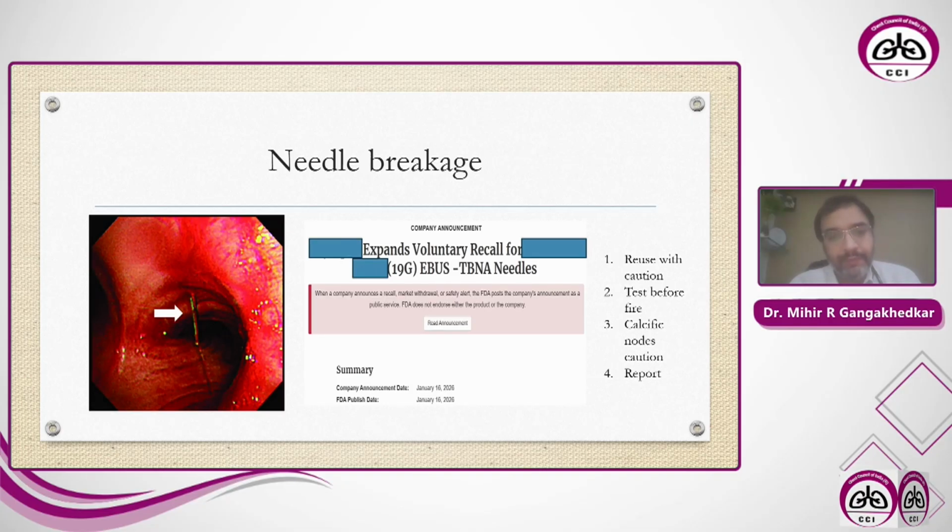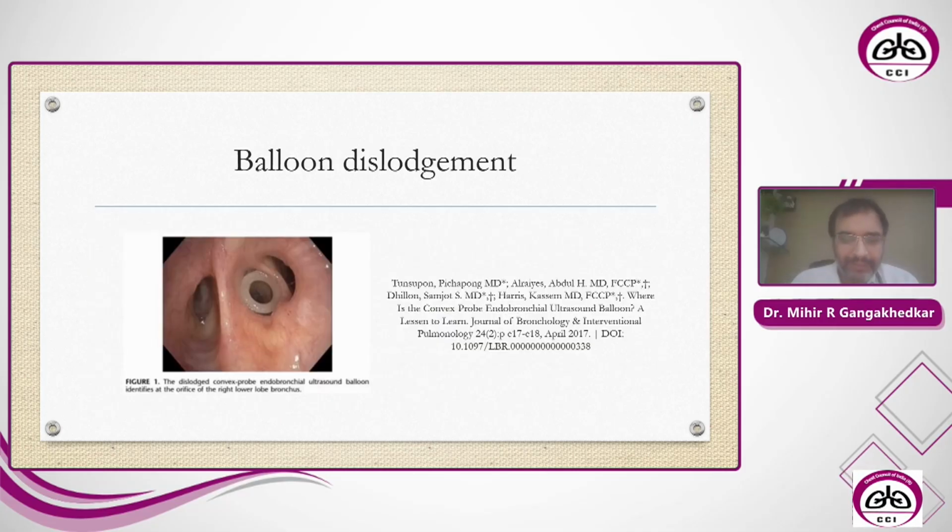Before you use the needle, you want to test fire outside as well, just to see that there is nothing that's breaking immediately. If it's a calcific node, you want to use your needle with caution, it can break. And finally, when a complication occurs, it may not be you, it may be the needle. And that's evidenced by this large scale recall that occurred recently. So if it happens, please report it. Maybe you might help a colleague from facing a similar fate.